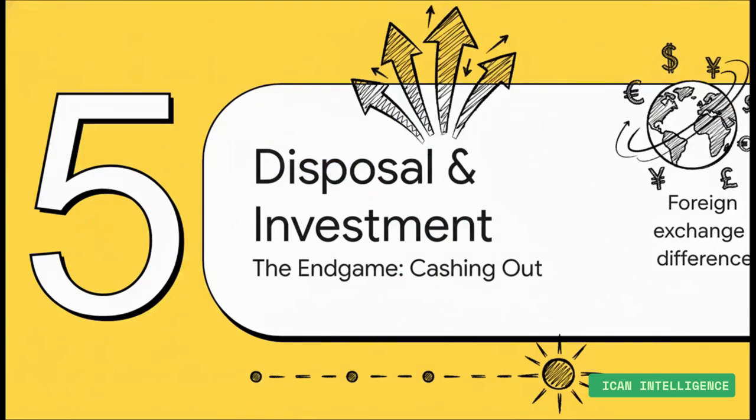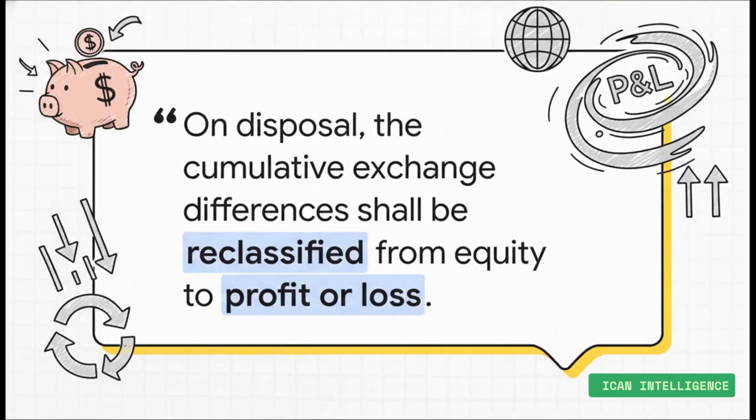So, what happens to that cumulative difference that's been sitting in OCI all this time? What happens when we finally sell or get rid of that foreign operation? The crucial point is this. When you dispose of the operation, you have to recycle that entire accumulated OCI balance to the P&L. This matches the gain or loss on the sale with all the exchange differences that have built up over the entire life of the investment.